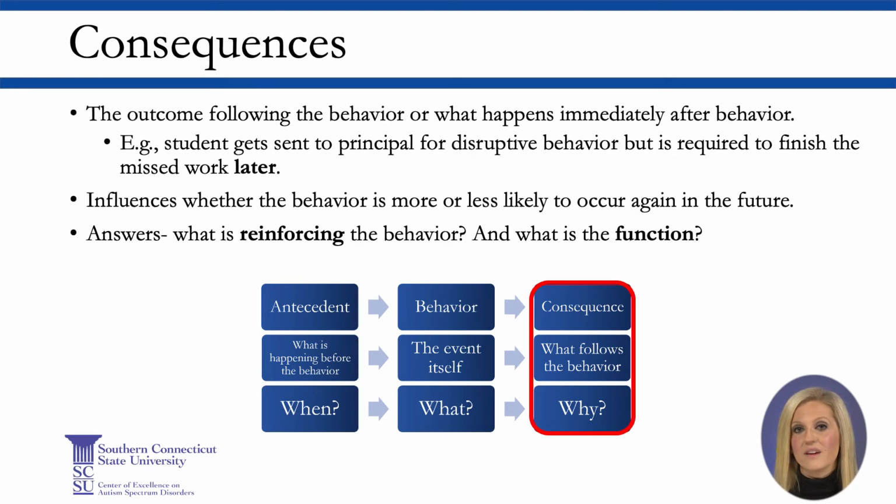Consequences, again, are the events that occur after behavior. This tells us how the behavior is being reinforced, and ultimately it tells us what the function of behavior is. We're going to talk about functions of behavior in just a moment. But when we understand consequences, we understand what's reinforcing behavior. Then we can remove that particular reinforcer, and we can start to understand how to change the behavior. If you're looking for more information on reinforcement, please see the Reinforcement Essential video within this video training series.